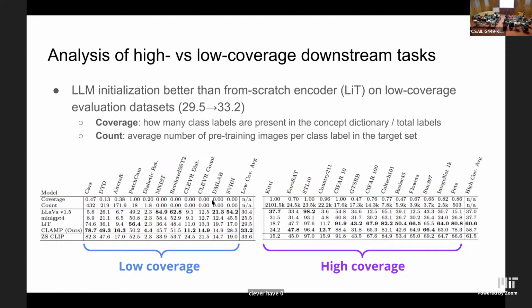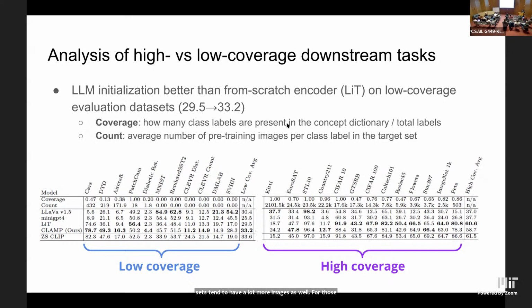So on the left, we have all the low coverage data sets, and on the right, we have the high coverage data sets. High coverage means, for example, 100% for something like CIFAR, 70% for EuroSAT, and so on. This is just based on text labels. We also include count, which is the average number of pre-training images per class label in our target data set. And here you also see that the high coverage data sets tend to have a lot more images for those categories.